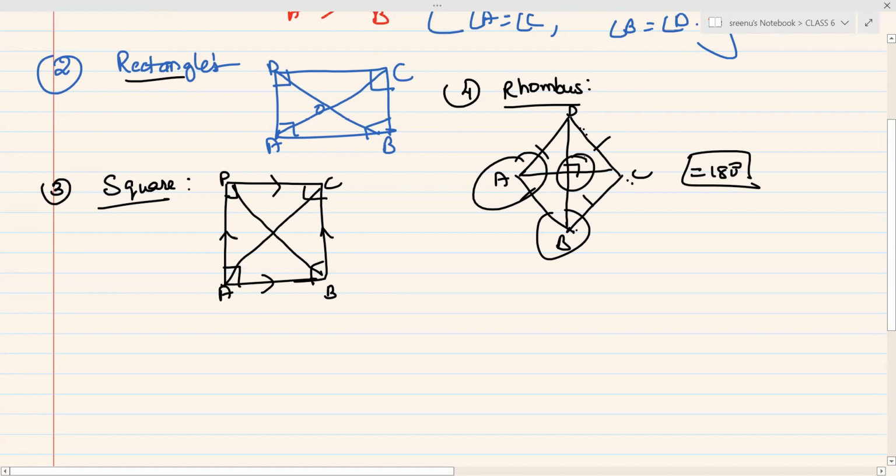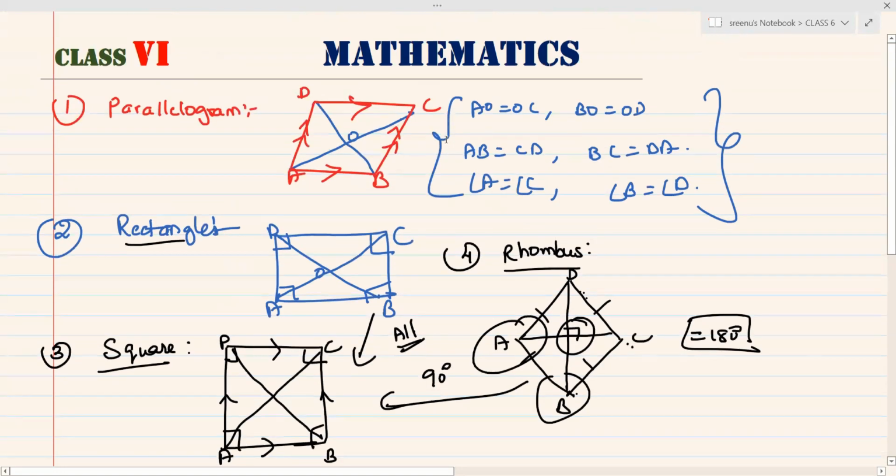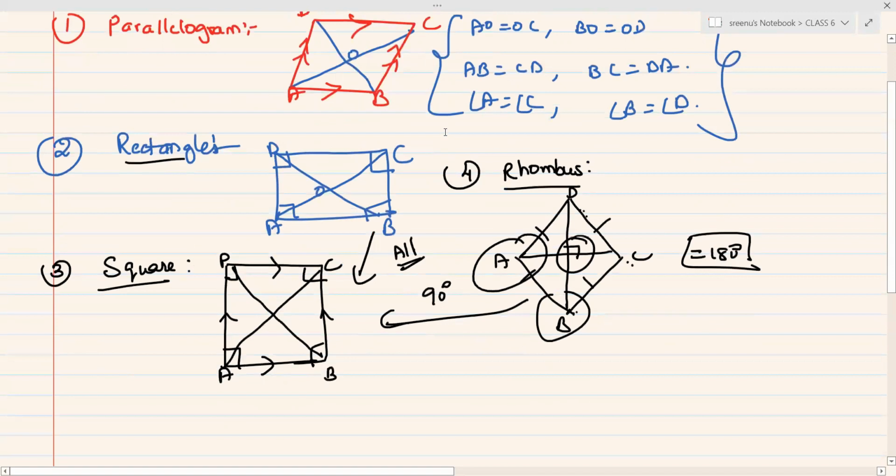The rhombus in which one of the angles is a right angle is called a square. So when does a rhombus become a square? When each angle is 90 degrees. When does a rectangle become a square? When all the sides are equal. Okay. So once again, please check this for parallelogram, rectangle, square, and rhombus. Just go through this.